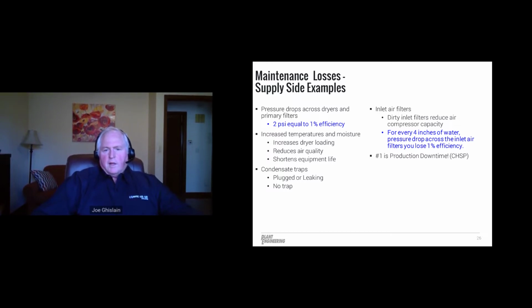And then the inlet air filters to an air compressor, for every 4 inches of water drop across the inlet air filter, you lose about 1% efficiency. So again, we're restricting the air coming in, which affects the efficiency. And then, of course, the number one is production downtime.